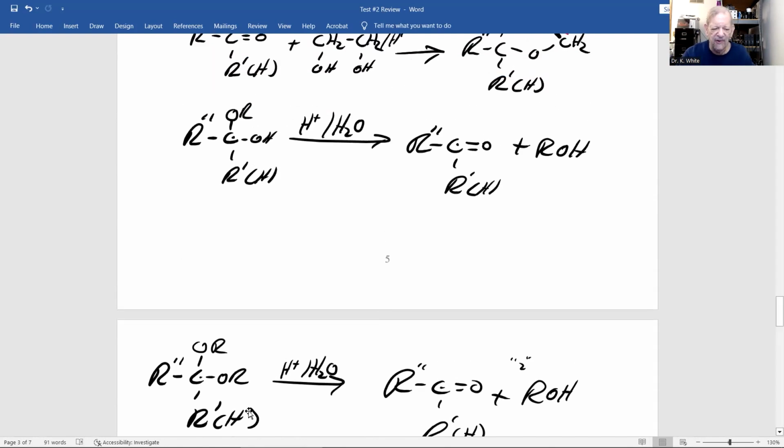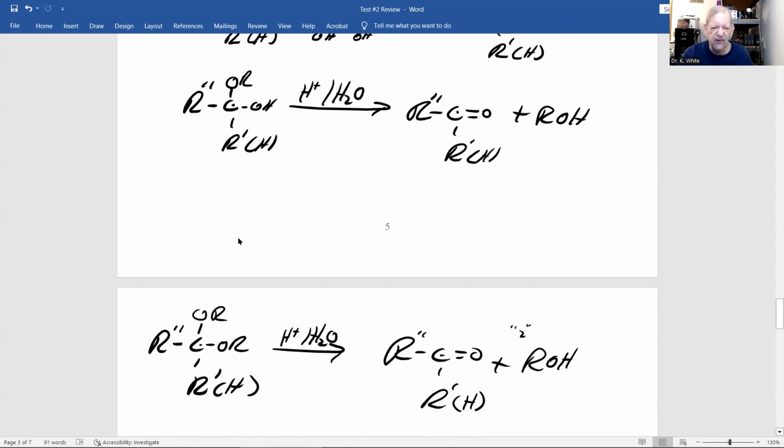Now, how do you remember this? This is the only case in all of organic chemistry that I know where you have 2 single bonded oxygens to the same carbon atom. Again, these 2 reactions are the only ones in all of organic chemistry that I know where you have 2 oxygens single bonded to the same carbon. And they both give the aldehyde or ketone and the alcohol used to make those molecules.